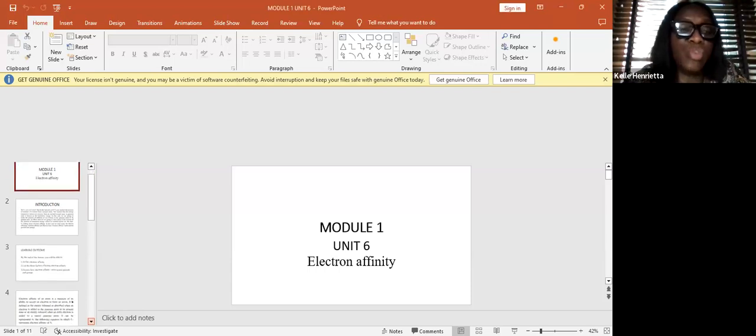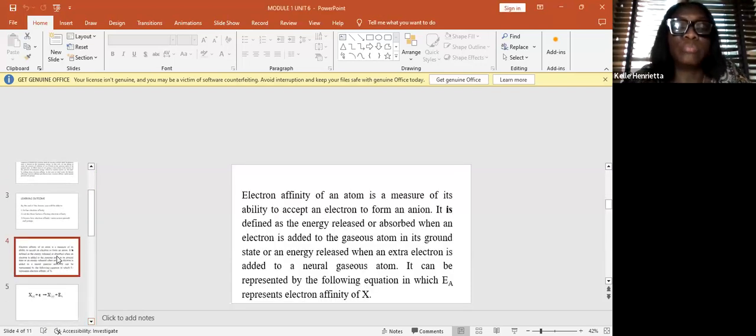So I've just given us an idea. This is unit 6, electron affinity. I've already explained, but I'll just read what is in the PowerPoint. Electron affinity of an atom is a measure of its ability to accept an electron to form an anion. Like I said, all those elements on the periodic table, once their shells are not filled up with electrons, they're unstable. So they will begin to undergo reactions.